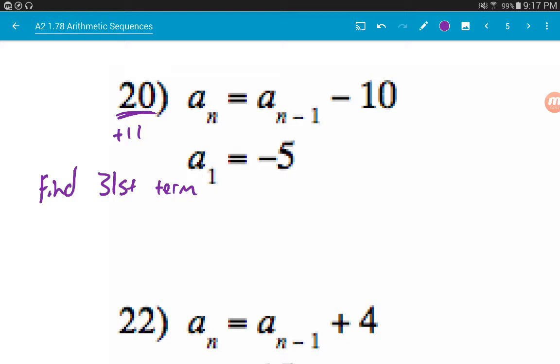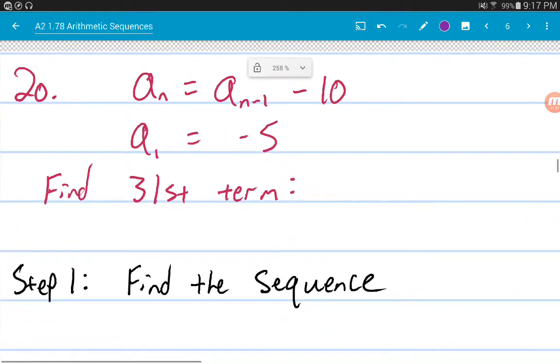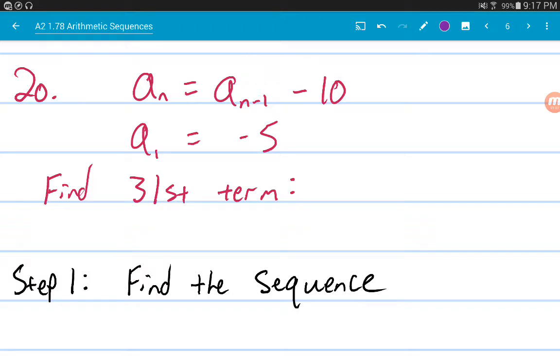I'm going to start off with the recursive notation here. I'll rewrite it over on my loose leaf. A sub n is equal to a sub n minus 1 minus 10. And they tell you that a sub 1 is equal to negative 5. So this is any term, and this is the term before it. So any term is equal to the term before it minus 10, and the first term is negative 5.